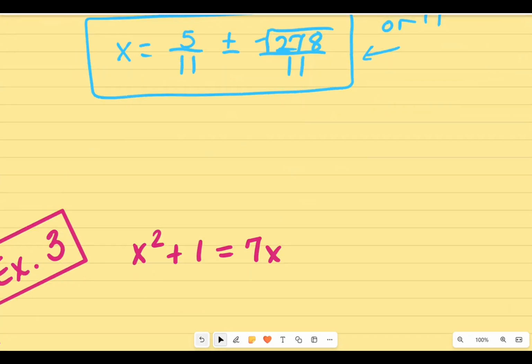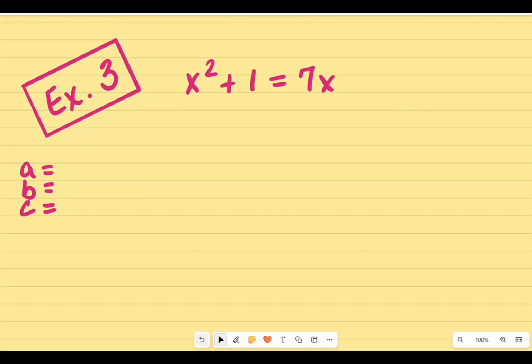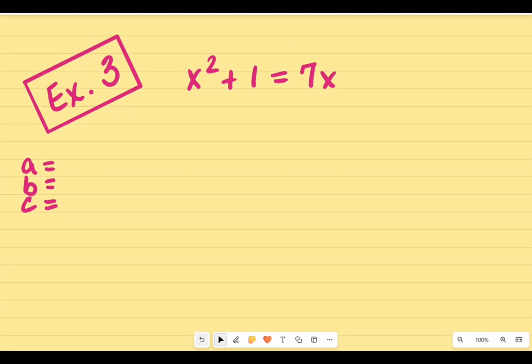And then the last example, again, it is not written in standard form. So I'm going to have to move that 7x over and change the sign. So I have x squared minus 7x plus 1 equals 0. Do not drop that equal sign. And then I'm going to identify my A, B, and C. Well, if nothing is there in front of the x squared, it's understood to be a positive 1. B is a negative 7. And C is a positive 1. You have to keep up with those signs.